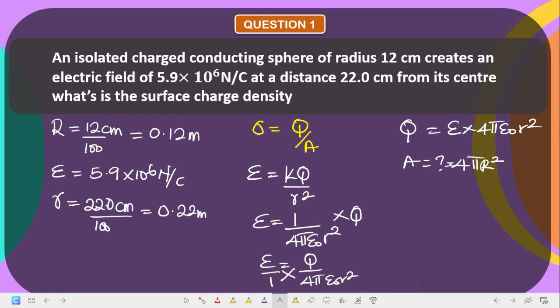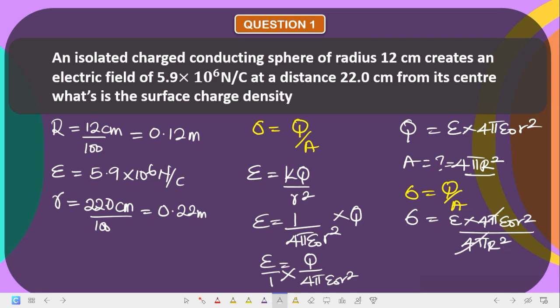So we are going to put this value into this equation. The equation says we have our surface charge density as Q all over A. In this case, our surface charge density will be Q, which is E times 4 pi epsilon 0 r squared, all over A. We said our A is 4 pi r squared, which is big letter R squared. Now we can say 4 pi cancels 4 pi.